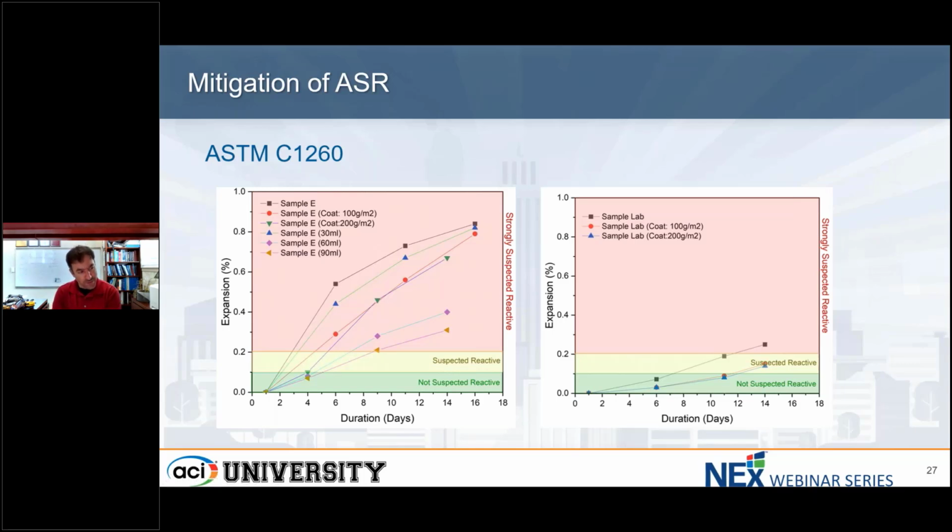Well, we did an insoluble residue test on this limestone we had in our lab. It actually has about 5 to 7% silica in it, which I'm assuming if we do a more thorough petrographic analysis, we would probably see that silica is actually a reactive form of silica, because we're seeing some reactivity from a limestone source. So that was kind of a surprise. But even though it shows up as being strongly suspected reactive, when we coat, we see a decrease.